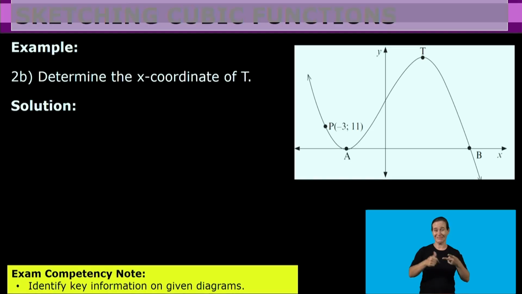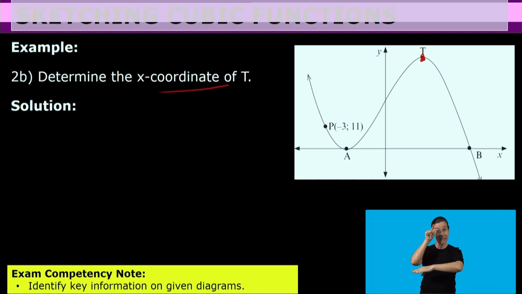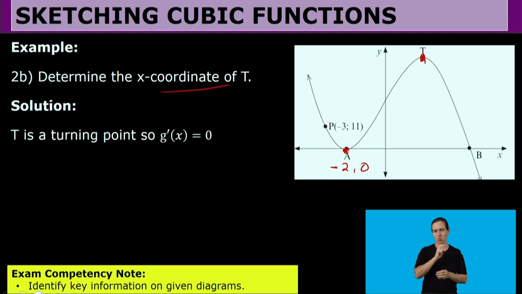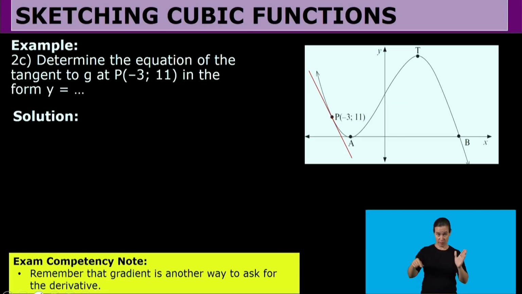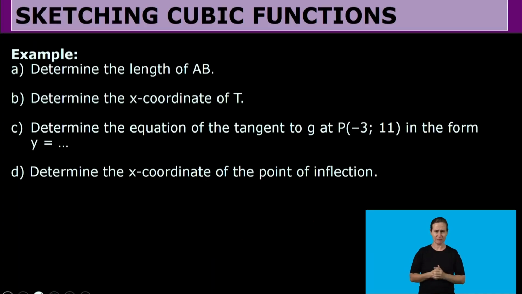Now the next part asks us to find the x-coordinate of point T. So we look at the graph, we identify that T is actually a turning point. So therefore now we're looking at the stationary points. We already know that this stationary point here has the coordinates -2 and 0. But what is that stationary point there? And this is where we're going to need our equation again. All right, so T is a turning point of this graph, and I just need our equation again. So let's just go back and find it.